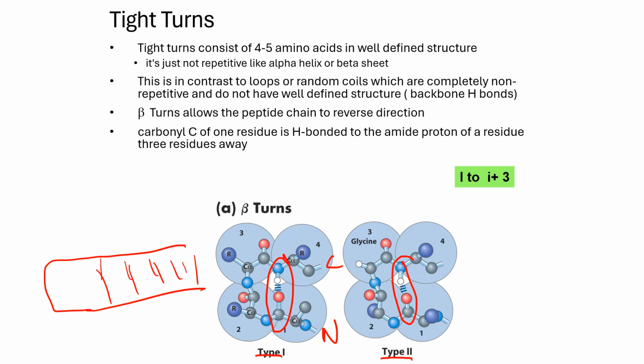That has our i to i plus 3 pattern, similar to what I mentioned a little bit ago with respect to the alpha helix. Now, proline and glycine are two amino acids that are prevalent in these beta turns. Again, this is why they're interesting, because they are typically secondary structure breakers, but in this case, their ability to break a secondary structure basically provides the ability for a secondary structure to form.